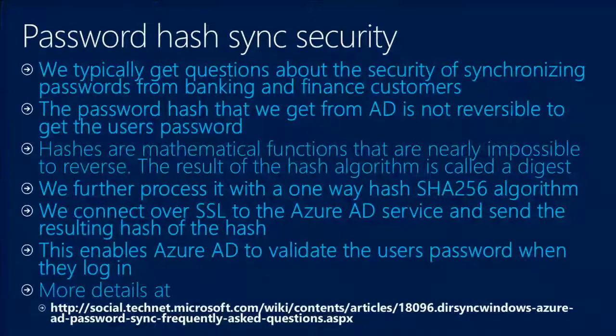So we do this one time to put it in AD, then we do it a second time before DirSync will send it up to Azure AD. DirSync will only connect to Azure AD, and it will only do that over an HTTPS channel. It won't connect to any other server, so it's not going to send those hashes anywhere else. It is a channel directly just to Azure AD. So Azure AD will have those hashes of hashes, and we have some more detail at this URL here.